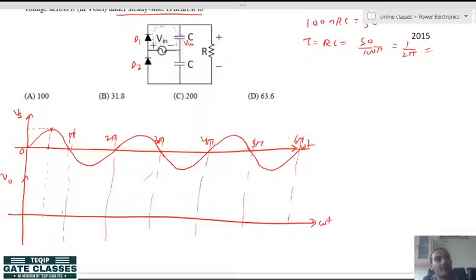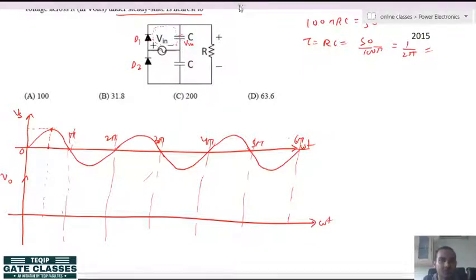value. Now, when this capacitor gets charged, this diode, you see here, as soon as the capacitor voltage becomes equal to the supply voltage, this diode will be reverse biased. So, this diode will be off. So, as soon as this diode is off, what will happen?